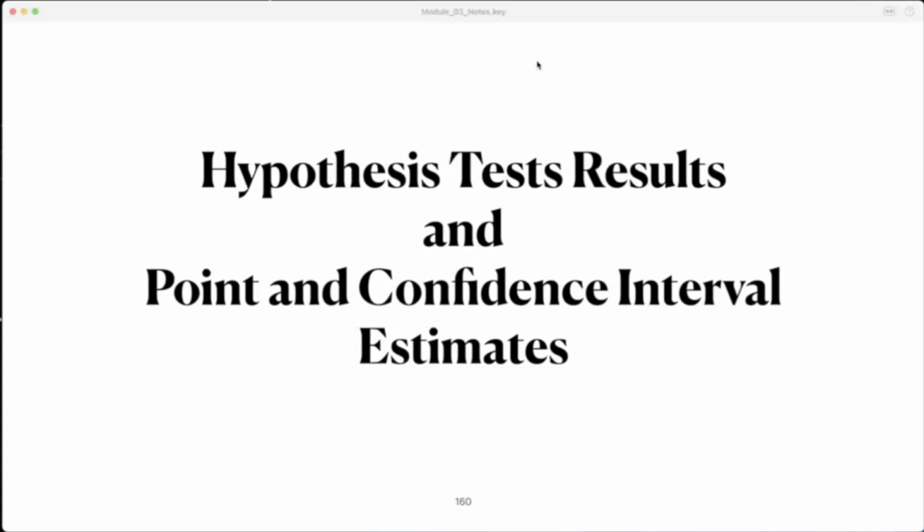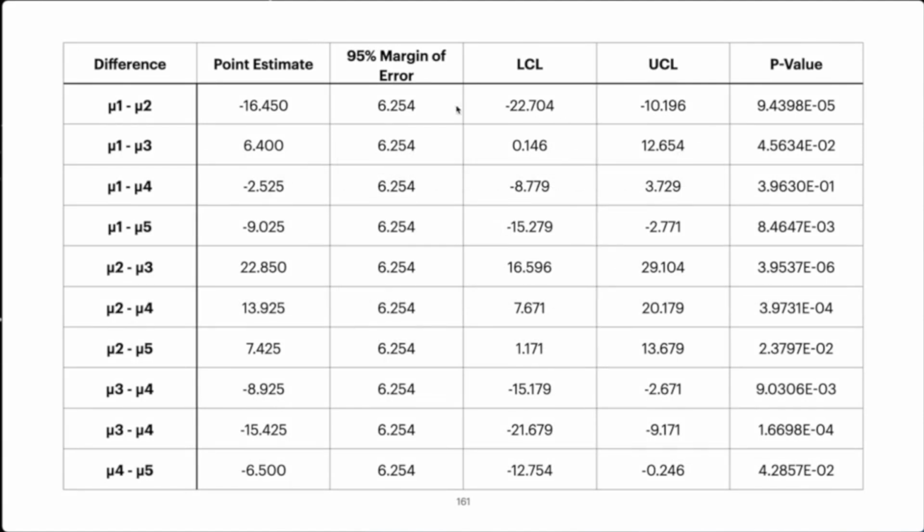All right, now let's look at the hypothesis testing results and the point and confidence interval estimation results for these pairwise comparisons. All right, and so again, what I've got here is I've combined the two types of results. Combine the results for hypothesis tests, where the null hypothesis would be that each one of these differences is equal to 0, against the alternative hypothesis that the difference is not equal to 0. And the p-value column gives us the p-values for these results.